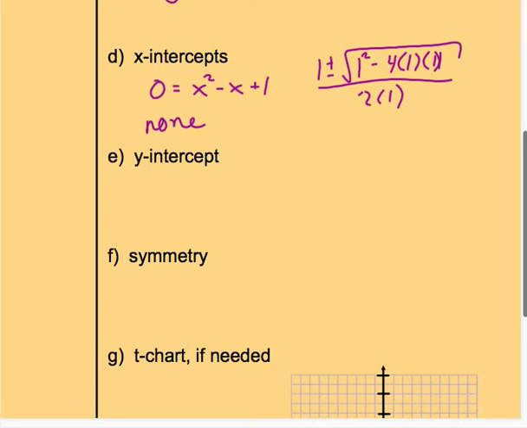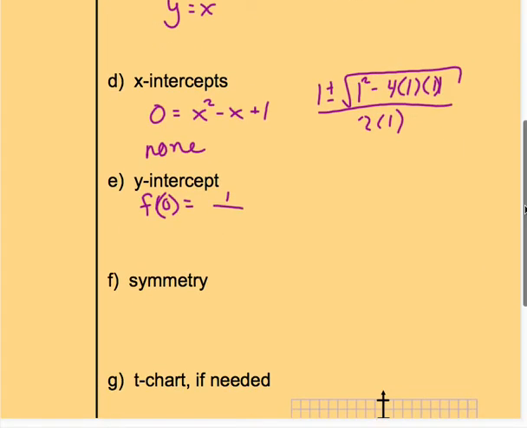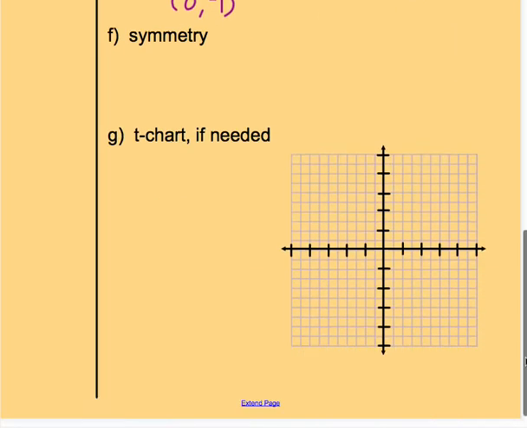To solve for y-intercepts, we substitute 0 in for all of our x's. So we would get, in the numerator, 1. In the denominator, we get -1. So we get a y-intercept of (0, -1). I'm going to rewrite the function here so I can use it: x squared minus x plus 1 over x minus 1.